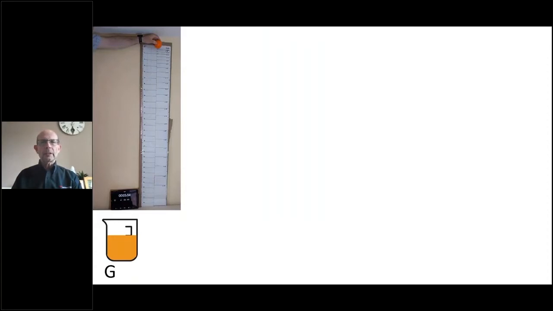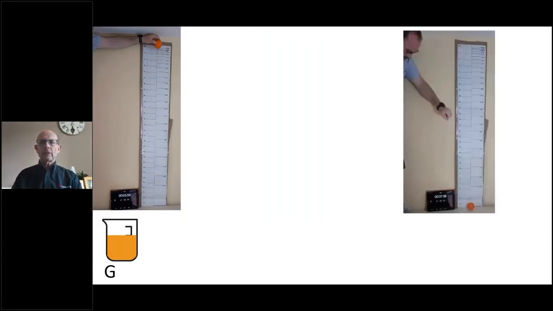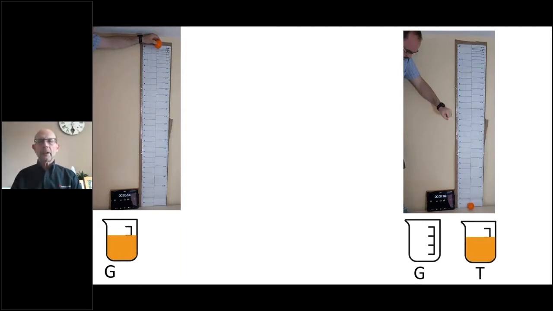If, however, we choose a different endpoint, the endpoint where it's completely stopped its motion, again, it's the gravitational store which has emptied, but it's the thermal store which has filled. So you see, choosing different start and end points tells us a different story.